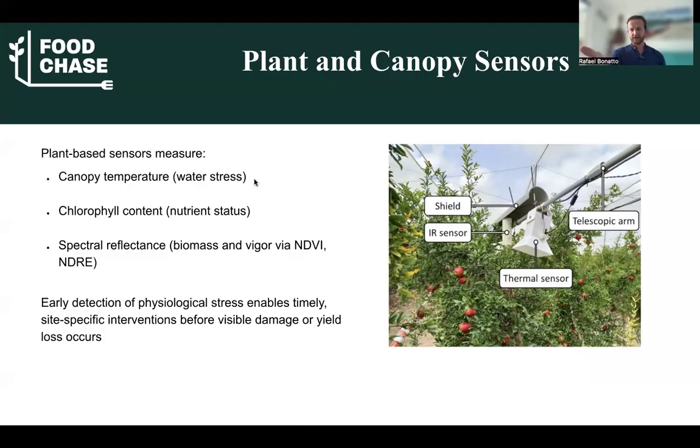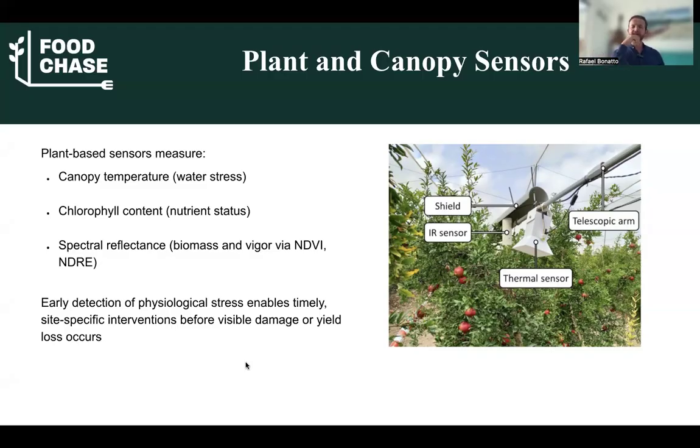This is an example here of, I think, a tomato production, maybe apple production, sorry, and it helps understand how the temperature at the different levels of the canopy is influencing, and how to act accordingly to avoid problems. And spectral reflectance as well, to measure biomass and vigor via NDVI and NDRE, as well as chlorophyll content, okay?